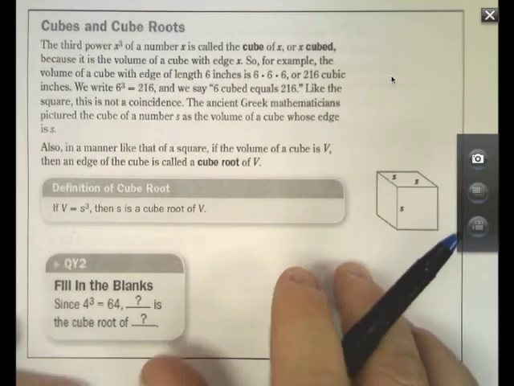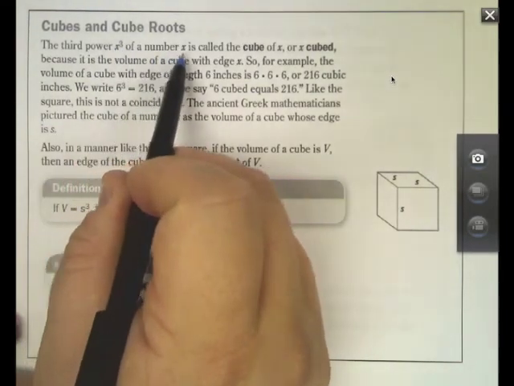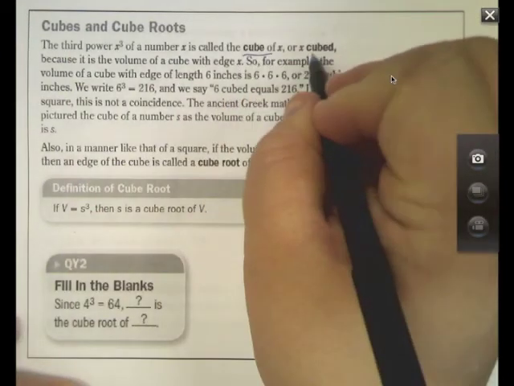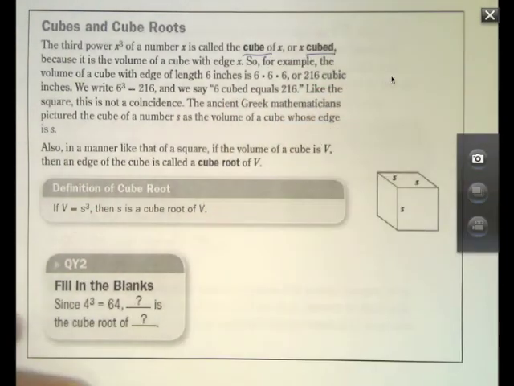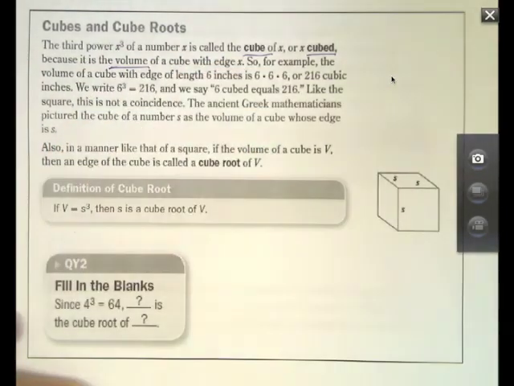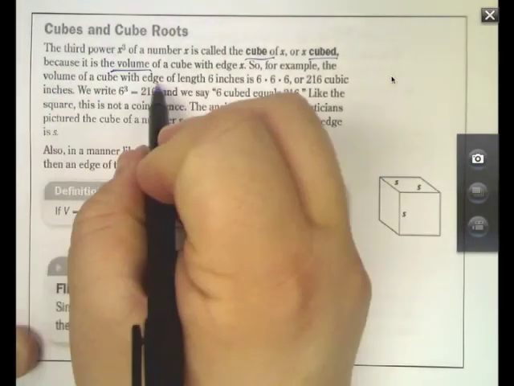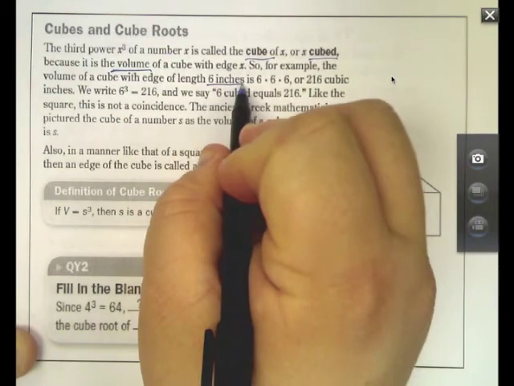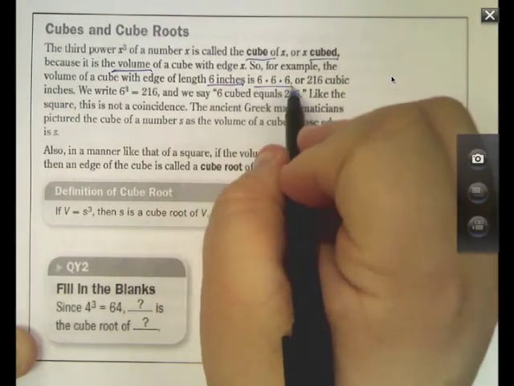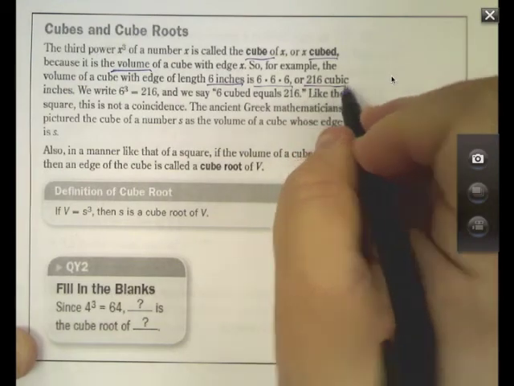Moving on. Cube roots. Cube roots work the same as the square roots. The only difference is you're going to multiply it 3 times now. So as I said before, the third power x cubed of a number x is called the cube of x, or cubed, because it is the volume of a cube with the edge x, okay? When you cube something, it refers to the volume of something.